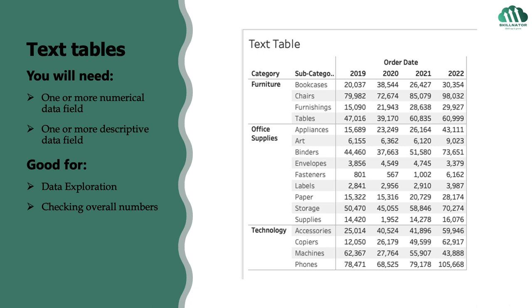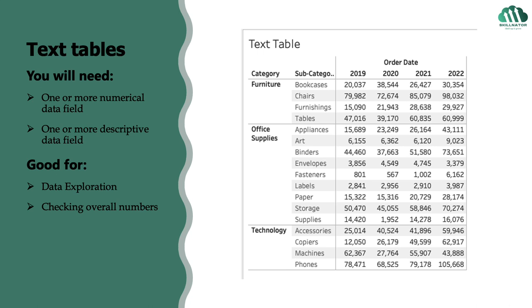In this example, I have plotted sales data, which is a quantitative field. I have plotted it on three dimensions, that is category, subcategory, and year. It shows me a good summary. Now let's say I want to find out which category had the highest sales. Since the table is small, it's easy to spot that the highest number here is 105,688 for phones in 2022. But if the table was bigger, that would have been difficult.